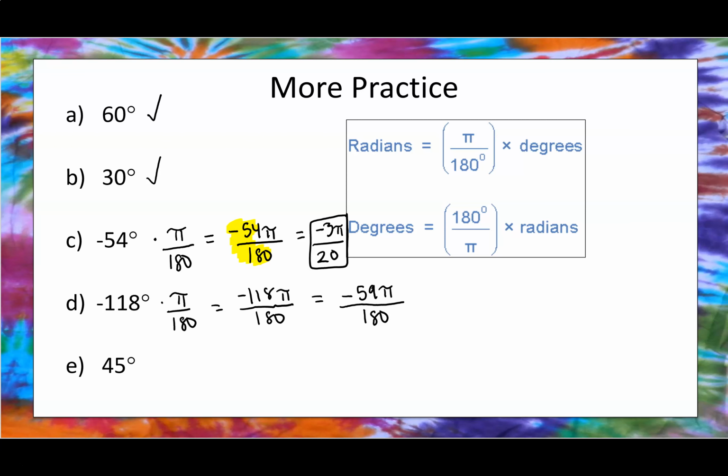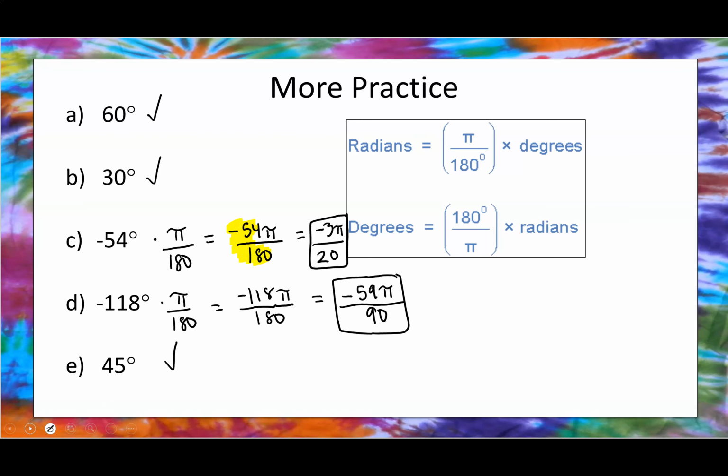That doesn't make sense. Let me try that on the graphing calculator. Negative 118 divided by 180. Press math frac. Oh, I got negative 59 over 90. I knew that. You were probably yelling at me at home that same answer. All right, so that's our answer there. And 45 degrees we also did, so I'm going to go ahead and give a check mark there.